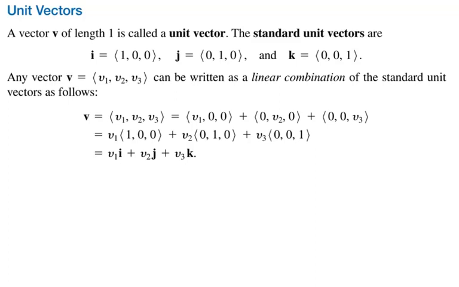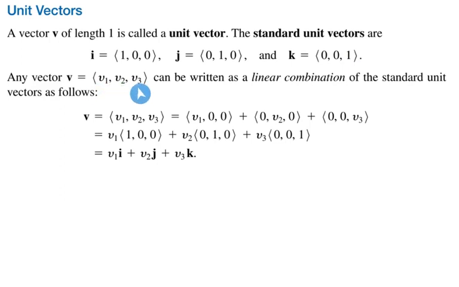In this video, we're going to talk a bit about unit vectors. If we're dealing with a vector v of length 1, we call that a unit vector. We have standard horizontal or x, y, and z unit vectors. So i is the x unit vector. It is 1 unit in the direction of x. j is the y unit vector, 1 unit in the direction of y. And k is my z unit vector, 1 unit in the direction of z.